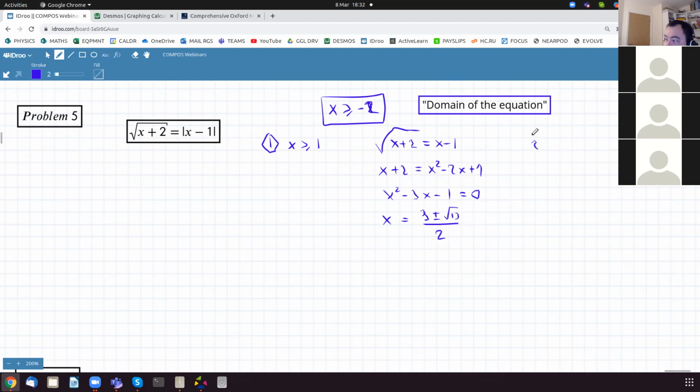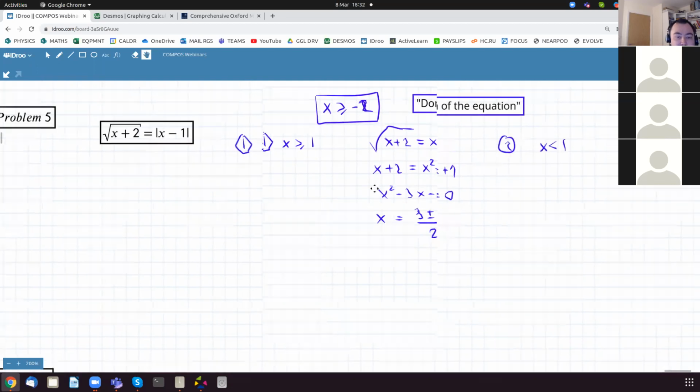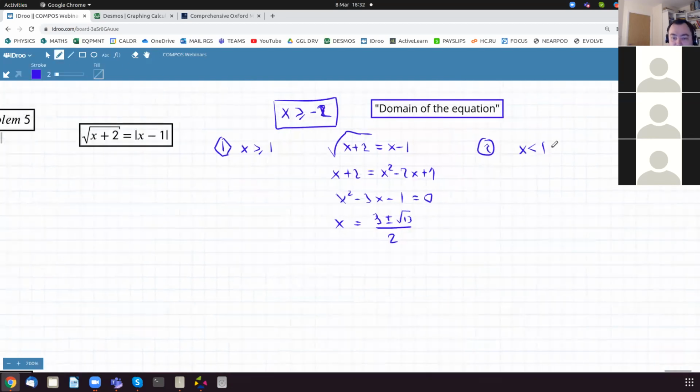Now we're looking at the second case. x is less than 1. And that means that for the square root of x plus 2, well, x is less than 1, but it also has to be greater than or equal to minus 2. That's the global limitation on x. x plus 2 equals minus x plus 1, so we square it.